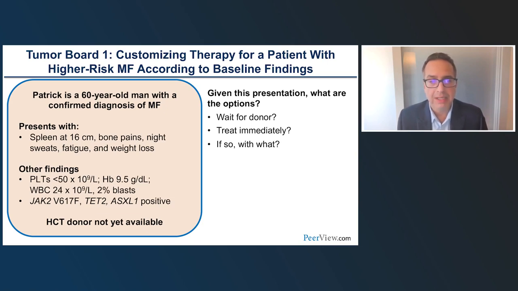And he is not yet ready for a transplant, I think, both psychologically, and a donor has not yet been made available for him. So really the questions that we're going to think about as we go through this next section is, what do we do? Do you just simply wait for the donor? Do you treat immediately? And if you do treat, what do you treat with? So that's really the thoughts as we move into the didactic part of this section.